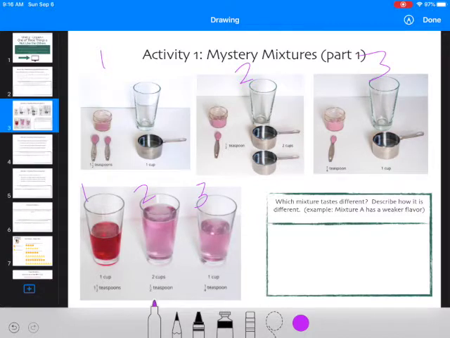So they're saying which mixture tastes different, describe how it is different. If I was looking at this, this one's red, these two are pink. So I know that this one probably is the one that tastes different. But let's make sure. So 1 cup is 1/4 of a teaspoon. If I have 2 cups with 1/2 a teaspoon, if I divided both of them by 2, cut both of them in half, I would get 1 cup and 1/4 of a teaspoon, because 1/2 divided by 2 is 1/4. So I know 2 and 3 taste the same.